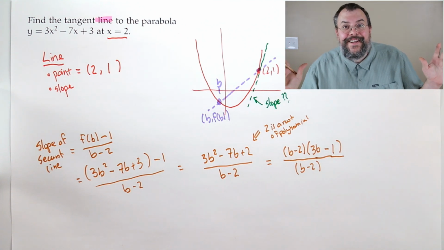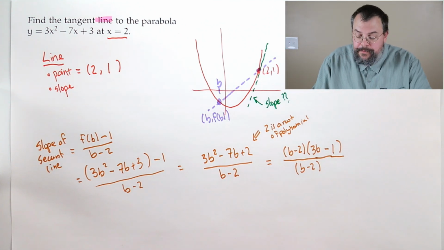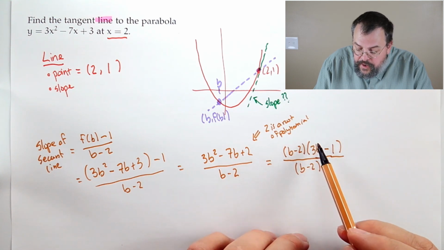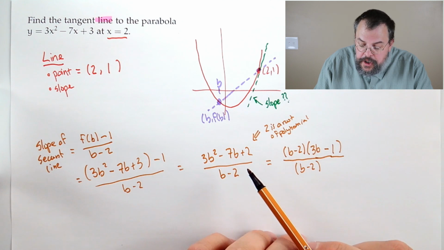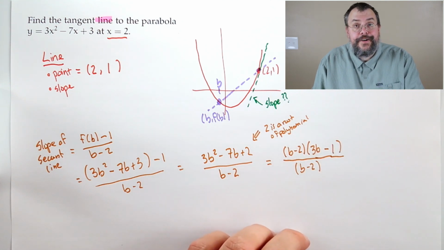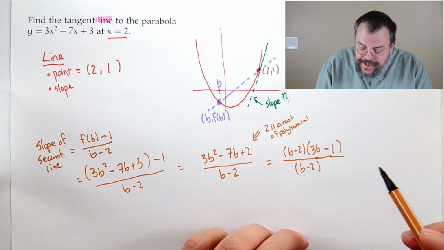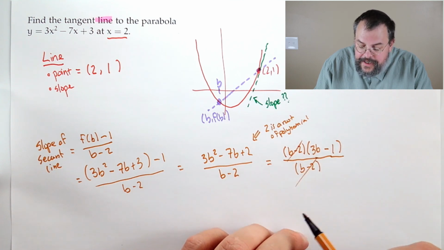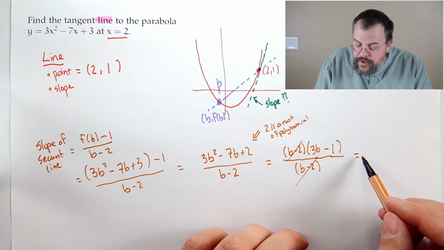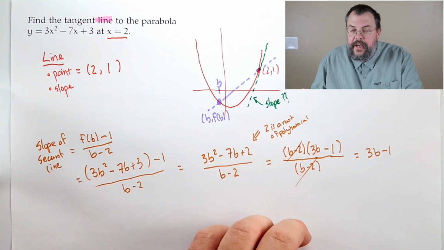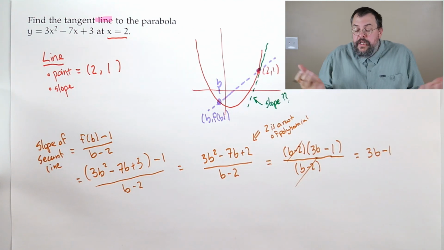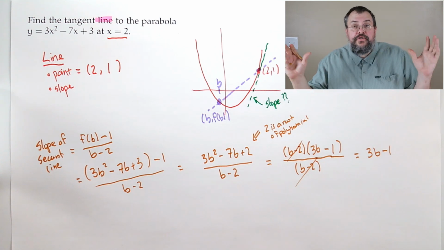That wasn't so bad. Now we should check, right? So let's see, 3b squared, good. Minus b, minus 6b, good. Plus 2, it's all good. It works out. Now here's our great aha. The b minus 2's cancel. So what it really says is, this slope, if you give me a choice for b, it's 3b minus 1. And that's the choice for any b.